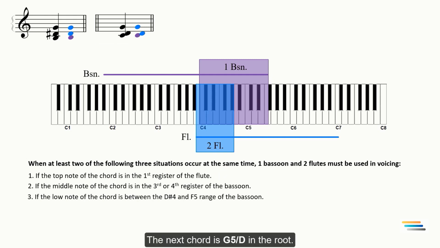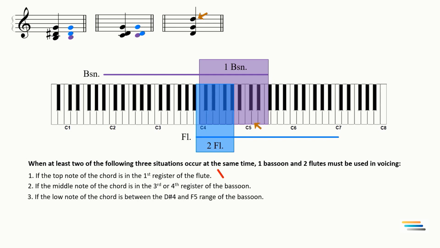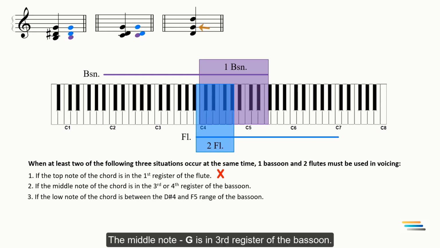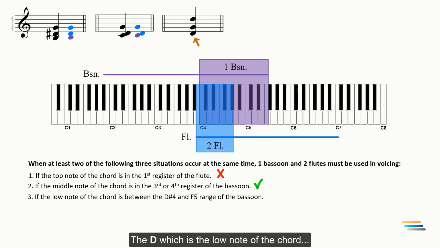The next chord is G sus2, with D in the root. The D note is in the second register of the flute. The middle note, G, is in the third register of the bassoon. D, which is the low note of the chord, is below the D sharp 4 and F5 range of the bassoon.